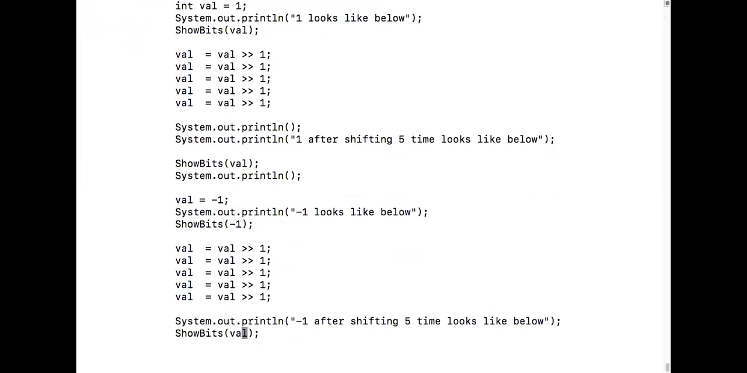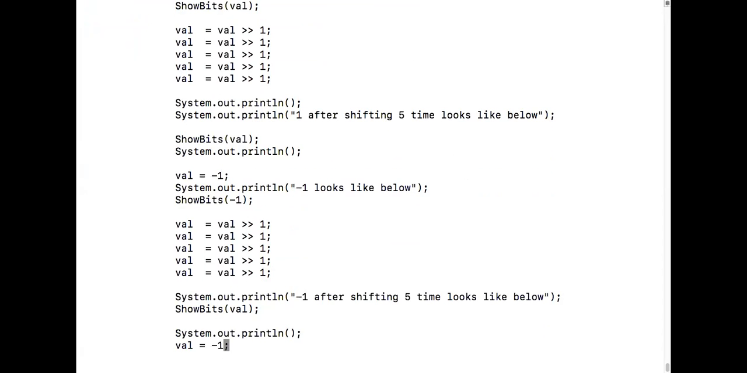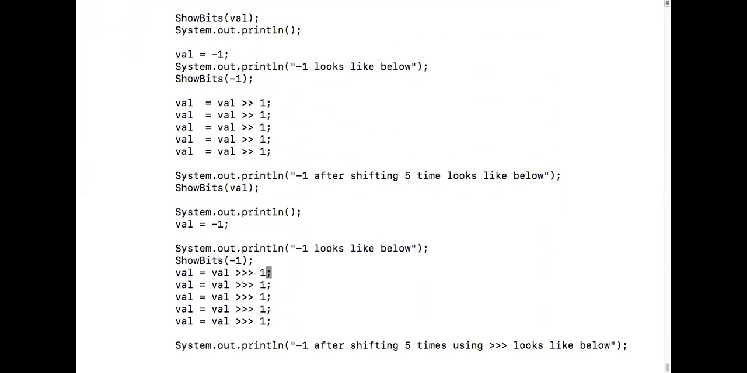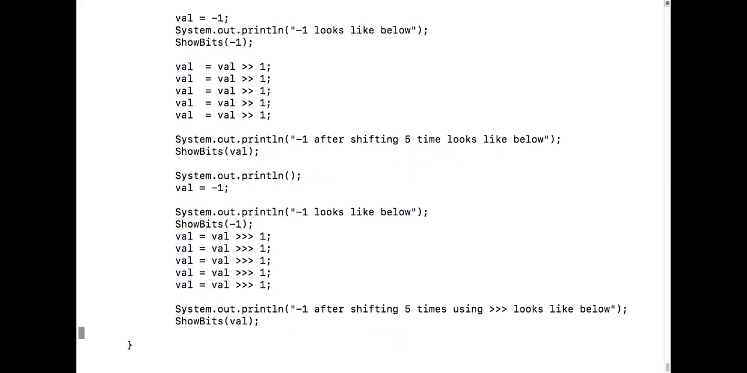Then after shifting 5 times, you know what I've done? I've shown how one after shifting 5 times looks like. I've written the code to show you how it looks. Then I've taken -1 and shown how -1 will initially look. And then I've shifted it 5 times again. Then again I've taken -1 and right shifted it using this operator, that is right shift with 0. Have you noticed it? I've used this operator over here.